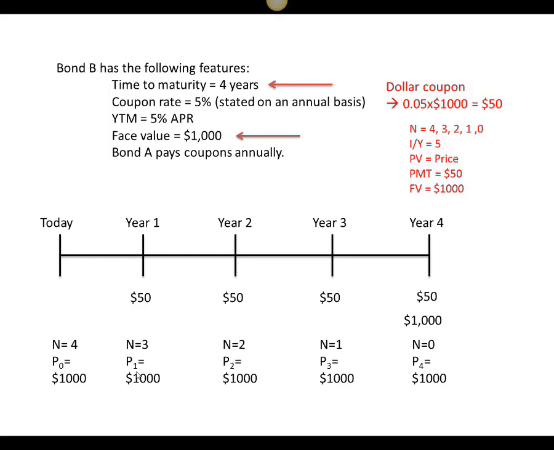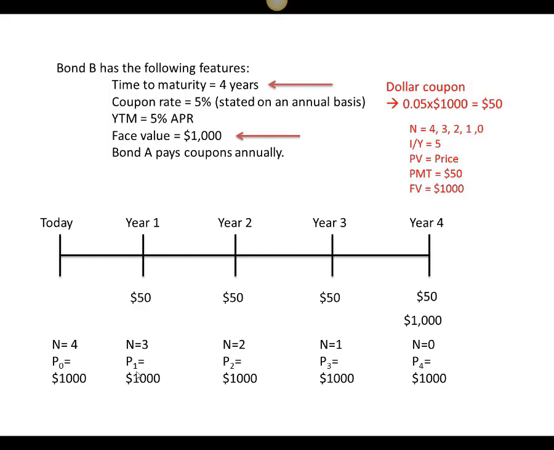Okay, with that information, we have the prices, and we note that the price remains at par value of $1,000 for the bond's life. That's because the yield to maturity is 5%, and that's the same as the coupon rate. So whenever the coupon rate and the yield to maturity are the same, the bond sells at par or face value.